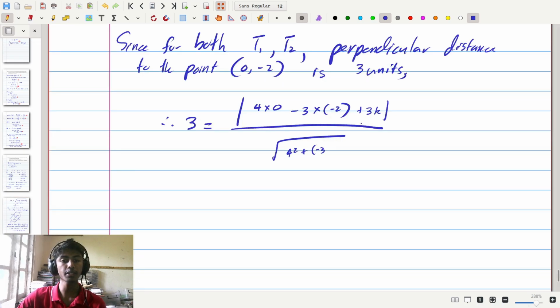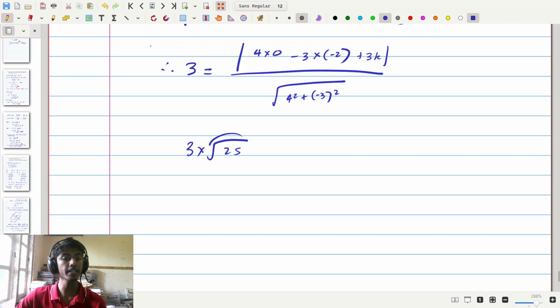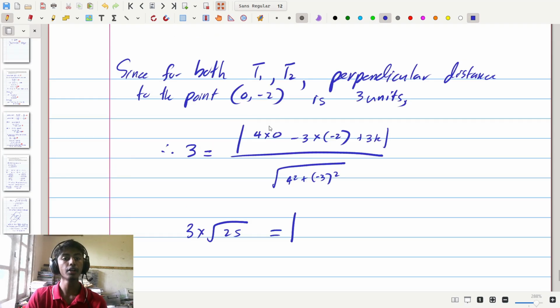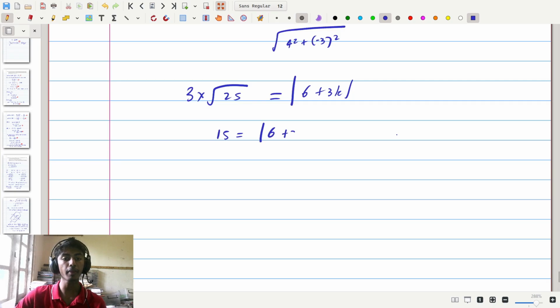Now simplifying, if we take this to this side, we have 3 times the square root of 16 plus 9, which is 25, which is going to be equal to 5, equals the modulus of 0 plus 6 plus 3k. So 0 plus 6 plus 3k's modulus is equal to 3 times 5, or 15. So we get 15 equals modulus of 6 plus 3k.